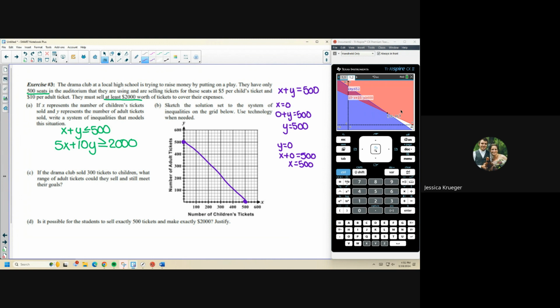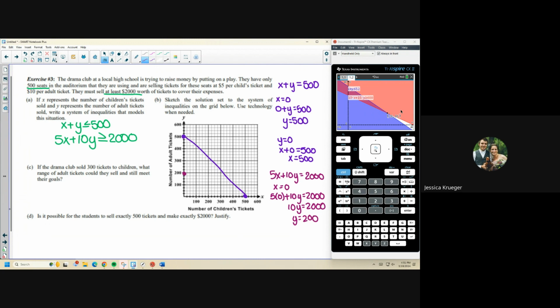My second line, 5X plus 10Y equals 2,000. So I'm going to start by letting X be 0. So 5 times 0 plus 10Y equals 2,000. So that's 10Y equals 2,000 and Y equals 200. So my second line is going to have a Y-intercept of 200.